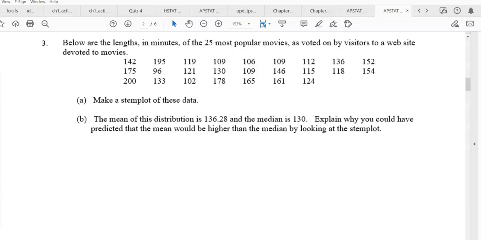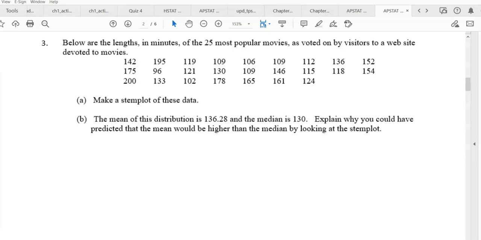These are the lengths of the 25 most popular movies. I remember Titanic being a very long movie. That might be one of these, I'm not sure. It's voted on by visitors to a website devoted to movies. Make a stem plot. So this one's going to be a little bit difficult. It's not a 2-digit thing. The leaves have to be 1 digit.